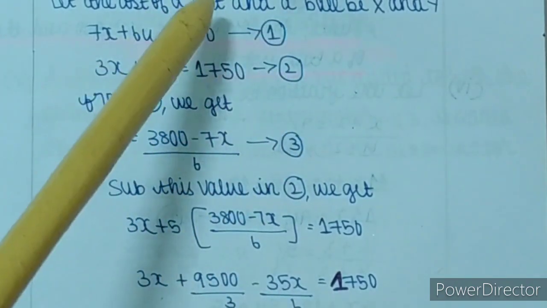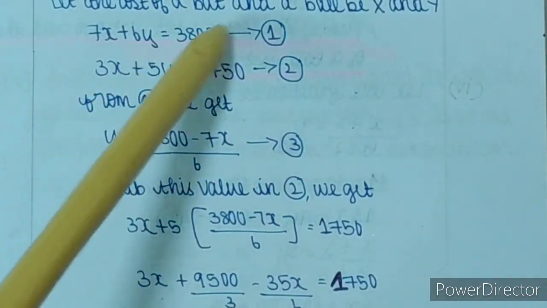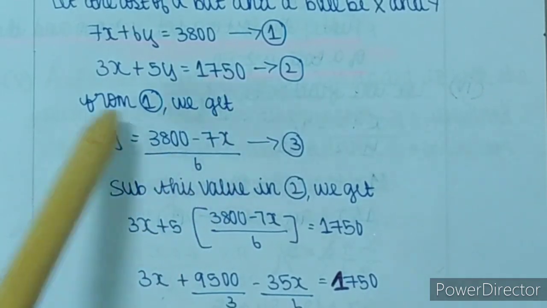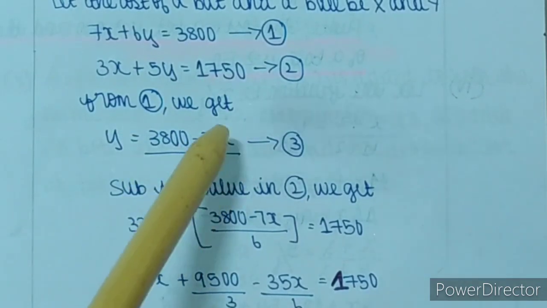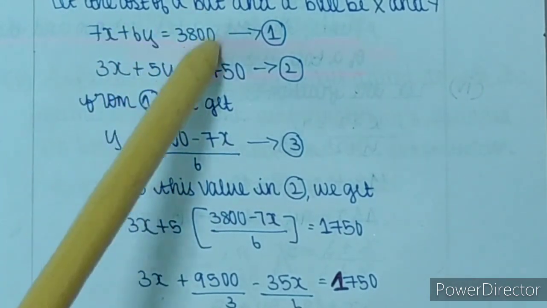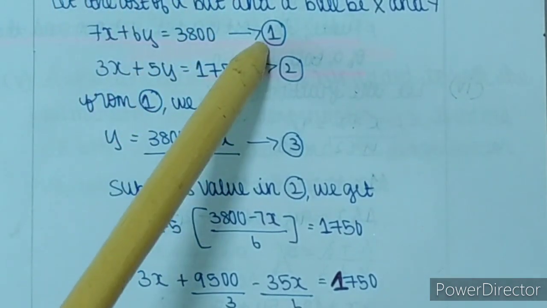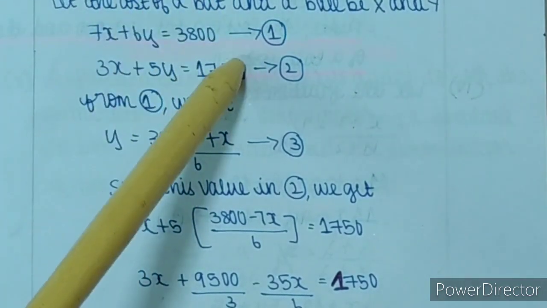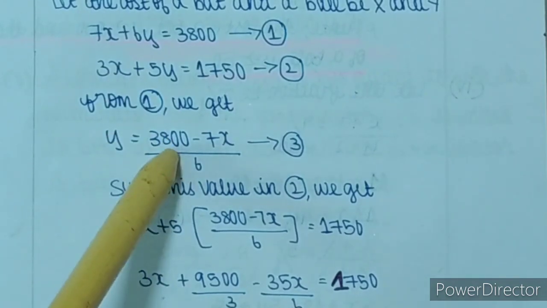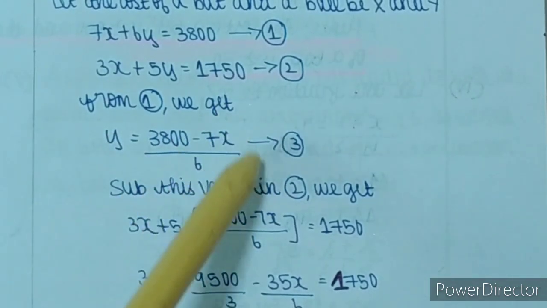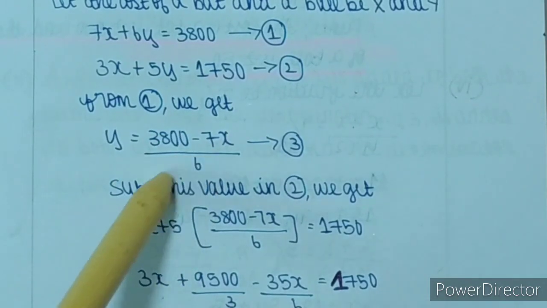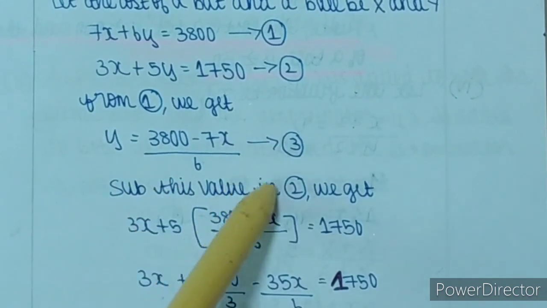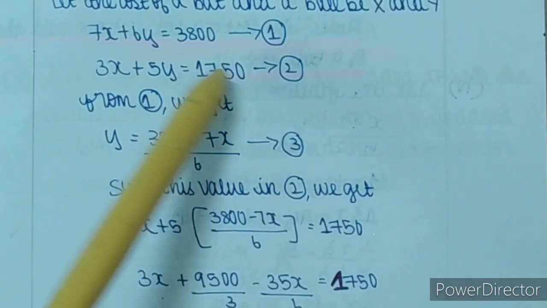3 bats, so 3x. So now from the first equation, from 1 we get the value of y. So 6y is equal to 3,800 minus 7x, taking 7x to the other side. Again to get the value of y, this 6 is in multiplication, on the other side it goes in division. So y is equal to 3,800 minus 7x by 6. This is the third equation. We derived this third equation from the first equation. Now we need to substitute this value in the second equation.